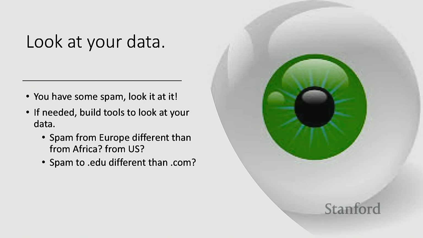You need to think about different subpopulations, maybe spam from edu emails or spam from .com emails, and see what the differences are. This will give you a lot of intuition on what data you should use and what kind of models you should use, and do this at every stage.